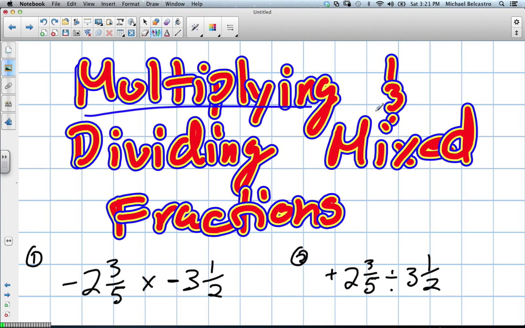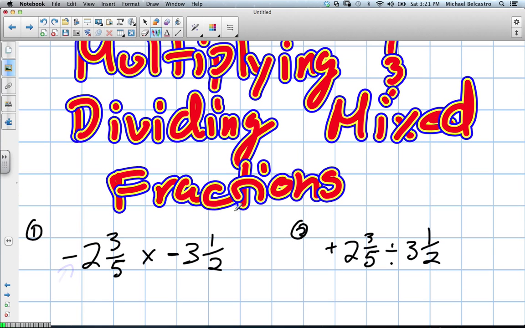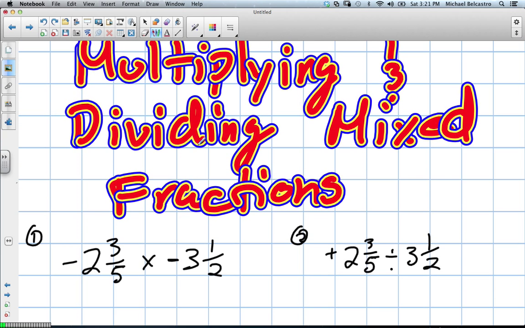In this question, we're going over multiplying and dividing mixed fractions, and not just any mixed fractions. We're going to go over positive and negative mixed fractions. Now, when adding or subtracting mixed fractions, you can kind of do it this way.